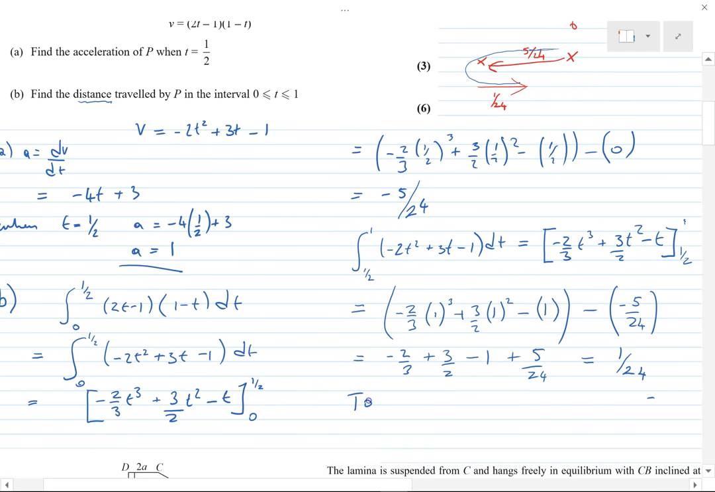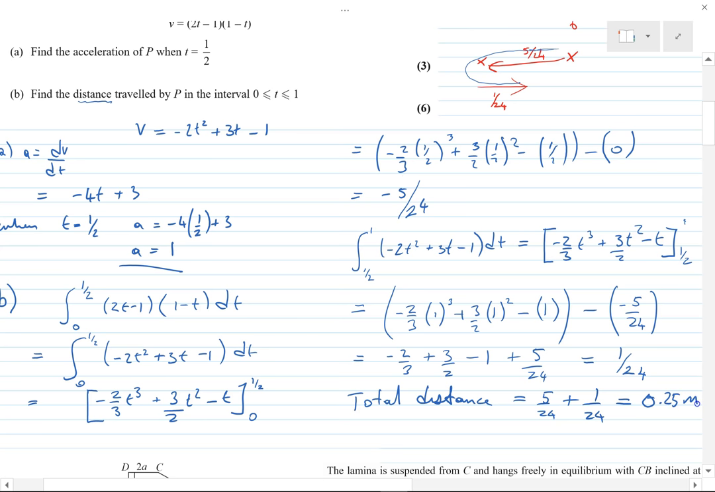So the total distance is these two added together, which is 5 over 24 plus 1 over 24, which is 6 over 24, which is 0.25 metres.